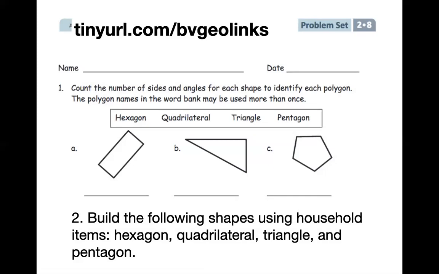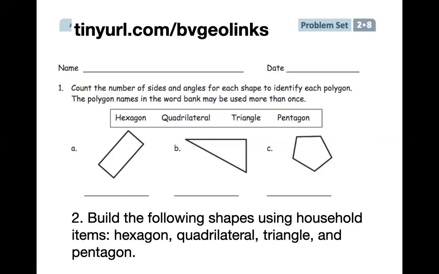So I see that we have 3 shapes, but there are 4 words in there. So remember, boys and girls, to count your sides and to count your shapes. And also remember that a triangle has how many sides and angles? 3. A pentagon has 5 sides and 5 angles, and a quadrilateral has 4 sides and 4 angles.